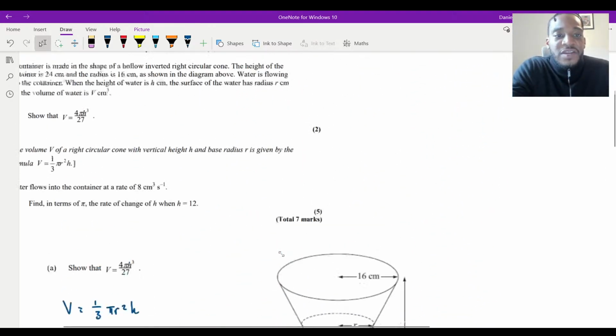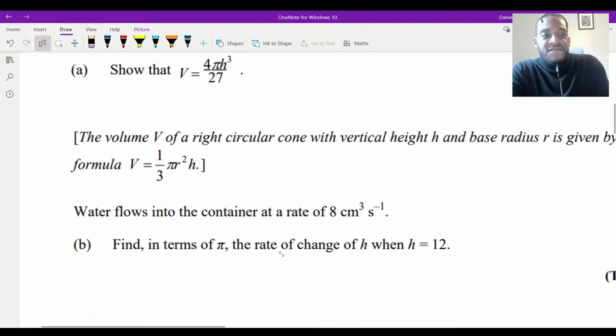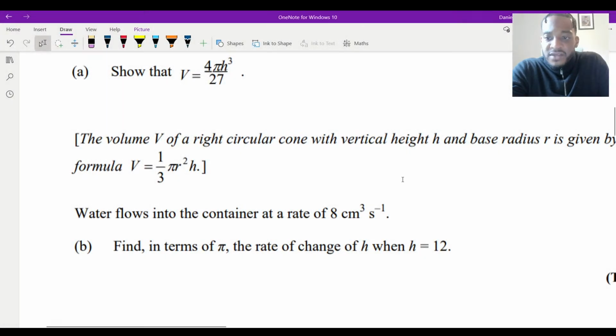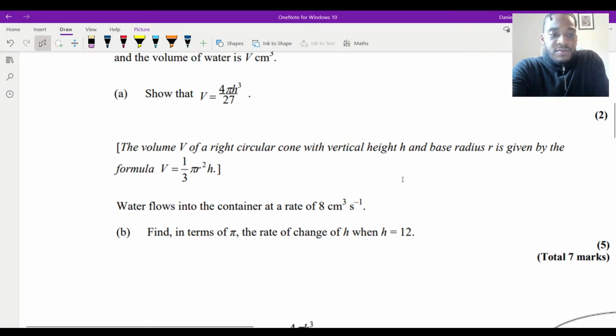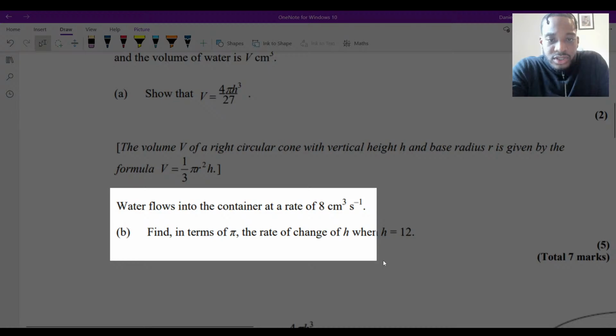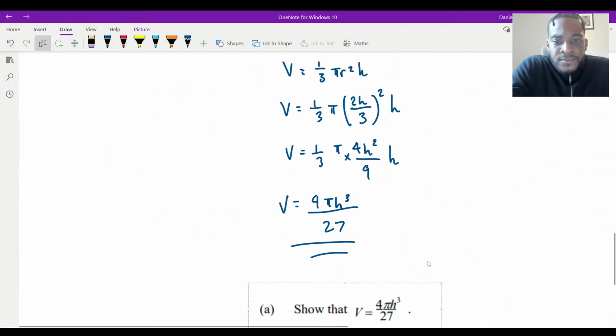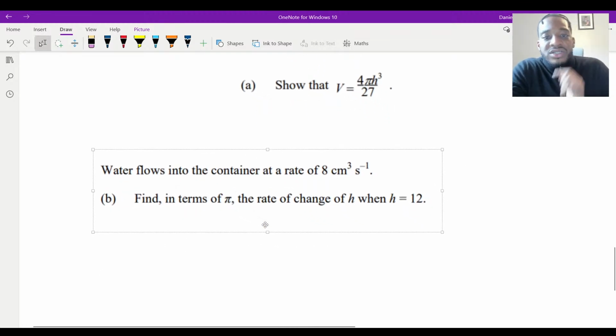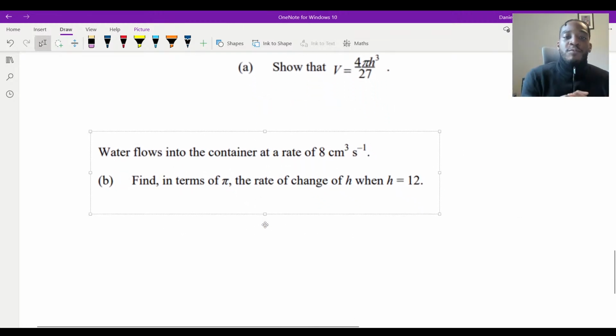Part B. Let's have a read of it. How many marks is this, by the way? Hold on, let me move this. What does that say? It's 5 marks. So it says, water flows into the container at a rate of 8 centimeters cubed per second. Find in terms of pi the rate of change of h when h is equal to 12.